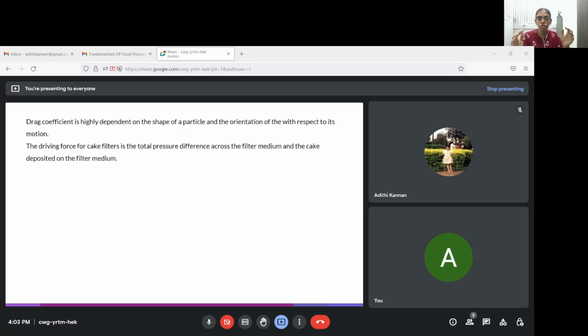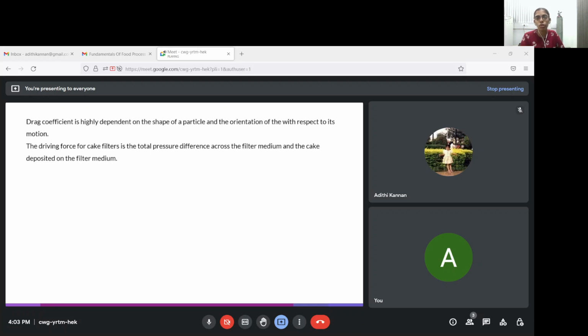So this accumulation of the bigger particles actually forms a cake, which is why it is known as cake filters. The driving force for cake filters is the pressure difference across the filter medium and the cake. Initially you will not have the cake, you will just have the filtration process. But as the filtration proceeds, you will have more and more accumulation of the larger particles on the filter, and hence forming a cake.